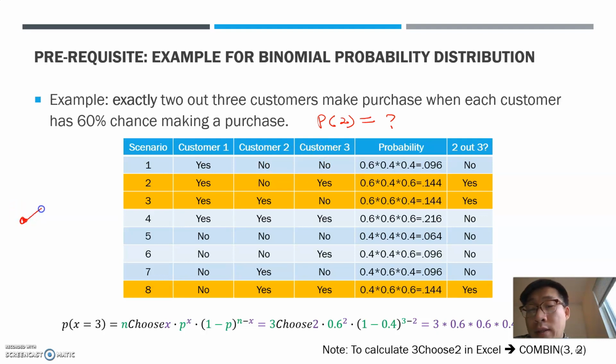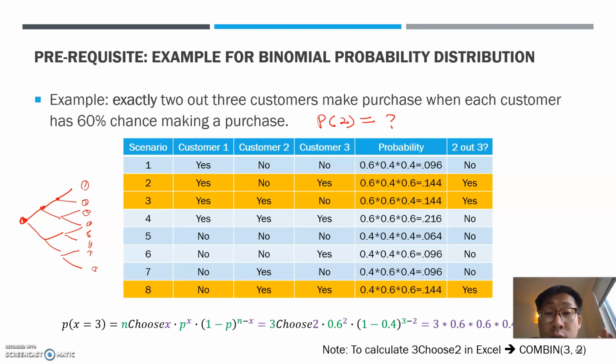First one did make a purchase. Second one also made a purchase. Third one also made a purchase. Like this, right? First one did not make a purchase, and so forth. So it's 1, 2, 3, 4, 5, 6, 7. In total, we have 8 different scenarios here. This is what you're seeing here.